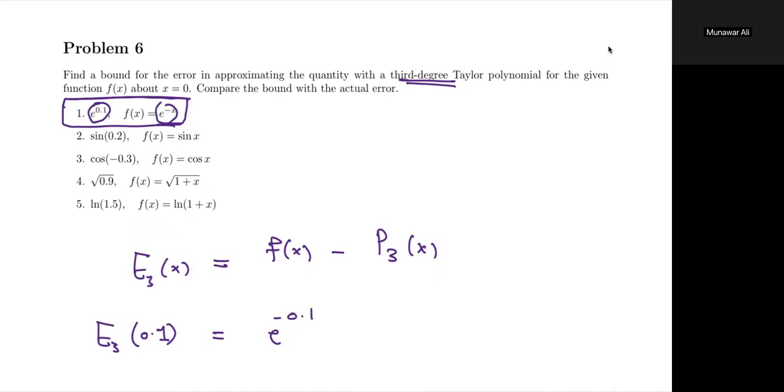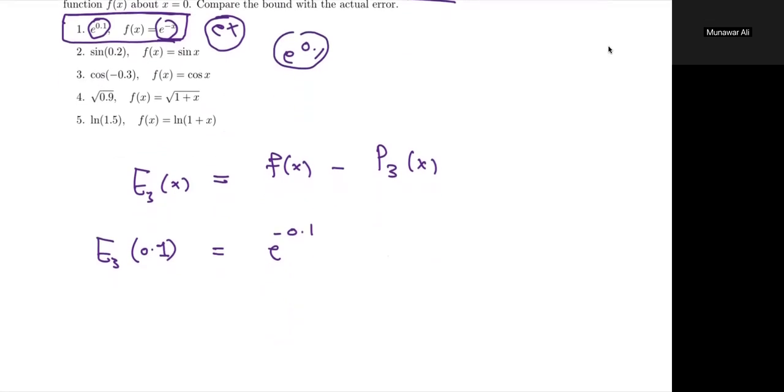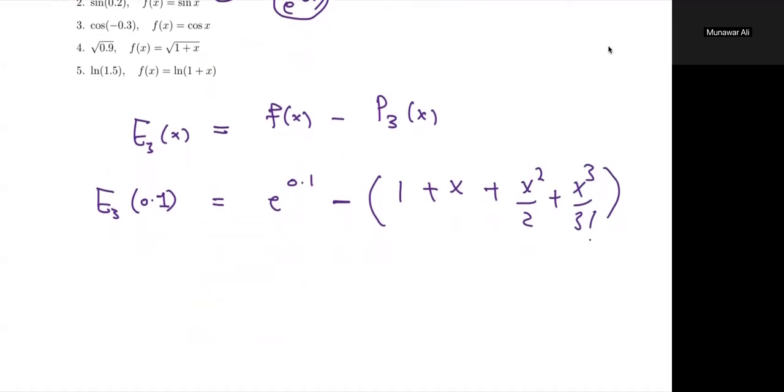Yeah, it depends. You take the function e to the x and take the value to be negative 0.1, or take the value to be 0.1. This is good, I think. So e to the 0.1 minus p3 of x, which is 1 plus x plus x squared divided by 2 factorial plus x cubed divided by 3 factorial.